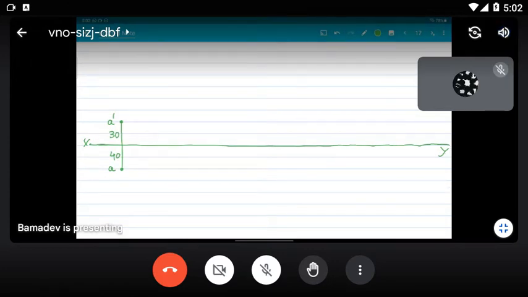Yes, sir, there is an alteration. The upper one will be 40 and this one 30. Okay. 40, 30. It is correct now? Yes, sir. Yes. Then repeat the same thing here.